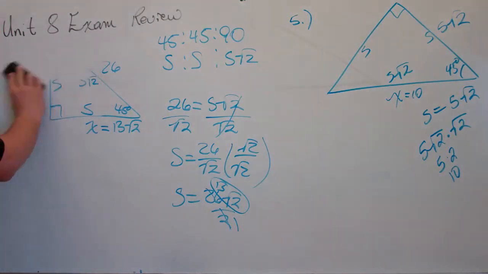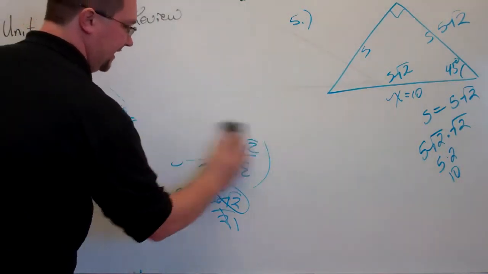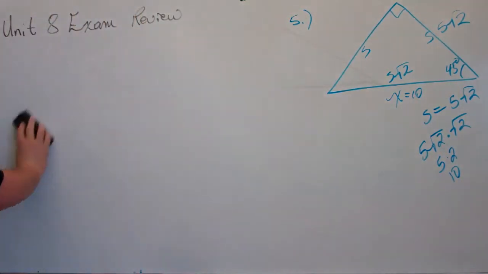Now number 6 uses a 30, 60, 90 triangle, which has a different ratio.